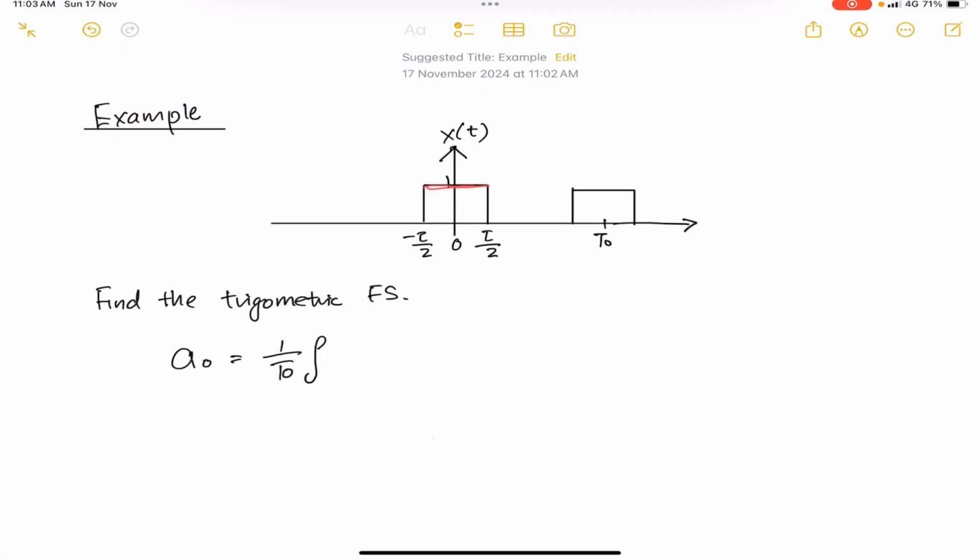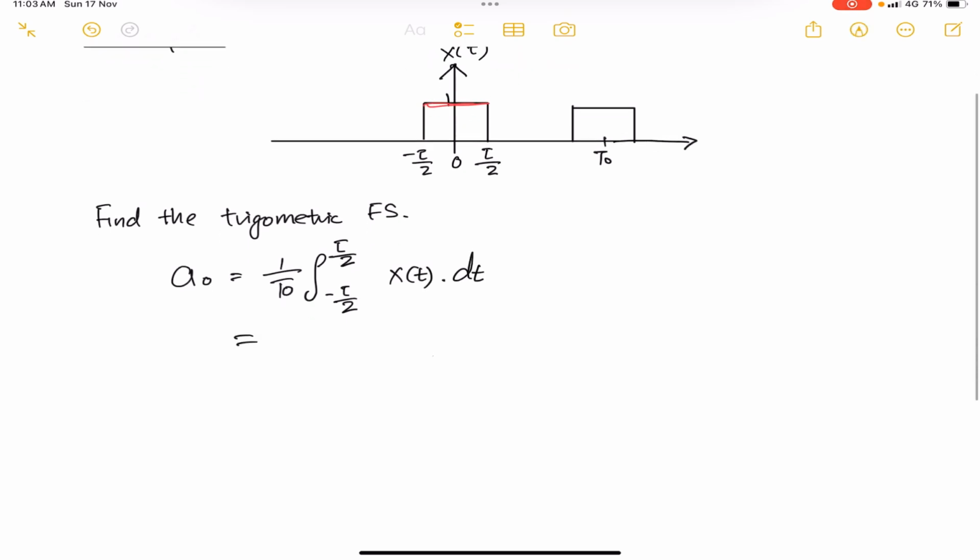Okay, now let's look at this example. Find the trigonometric Fourier series of the signal x(t). In order to find the trigonometric Fourier series, first of all, you need to find the formula a0. a0 equals 1 over T0 integration from negative tau over 2 to tau over 2 of the signal x(t) dt. So you can substitute the value of x(t) in this equation.